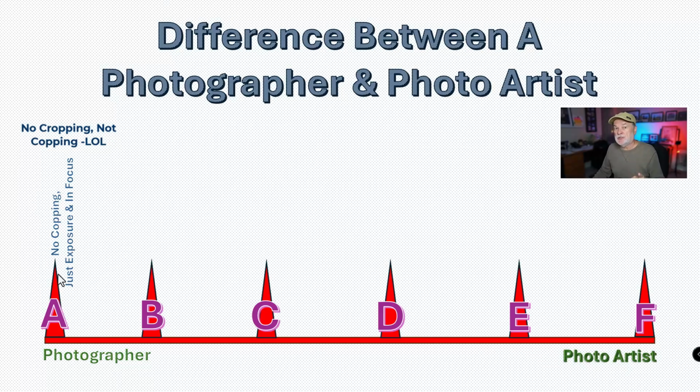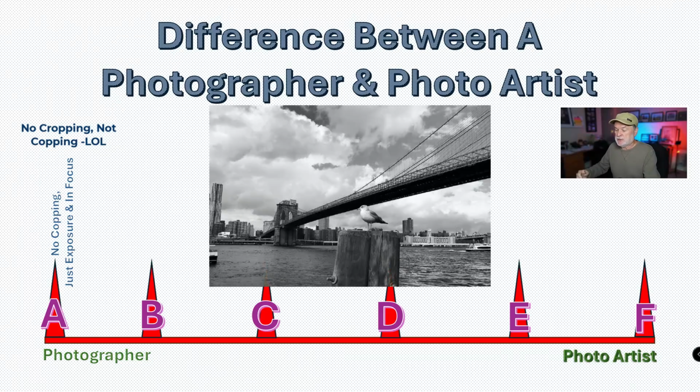So we saw the example earlier, and that is like this, the bridge in the background with the bird. This is what the camera actually saw. No manipulation at all, no cropping at all, just proper exposure, focus, and off we go.